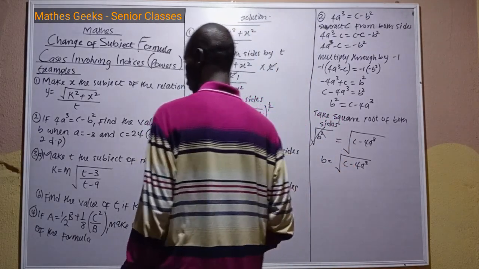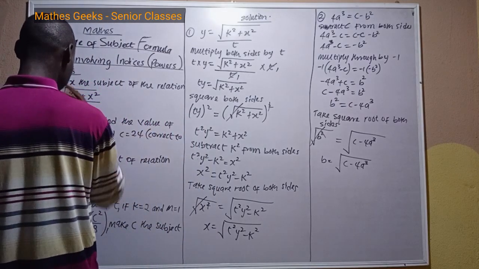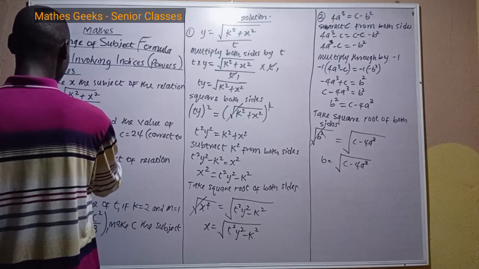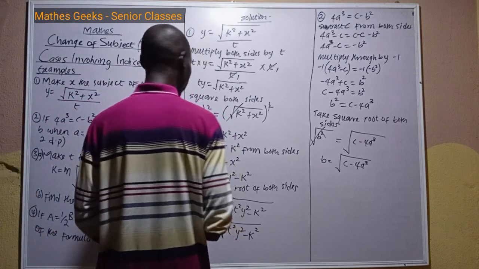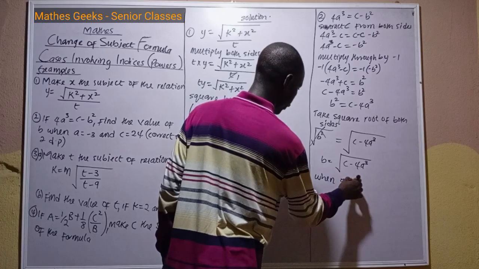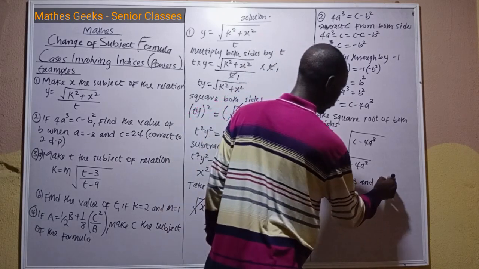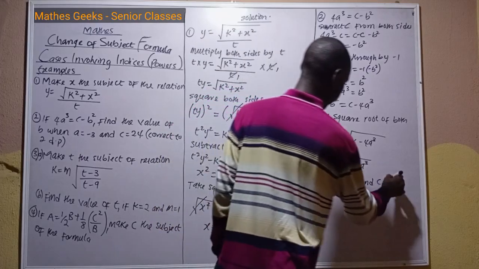Now we're told to find the value of b correct to 2 decimal places. So when a is equal to minus 3 and c is equal to 24.